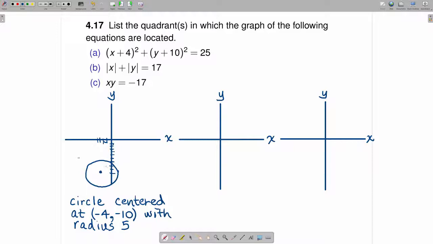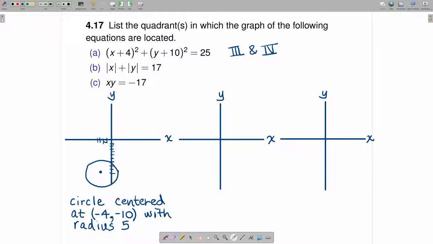So that first one there falls into the third and the fourth quadrants. Here is the third quadrant. Here is the fourth quadrant. It does not fall into the first and the second quadrant.